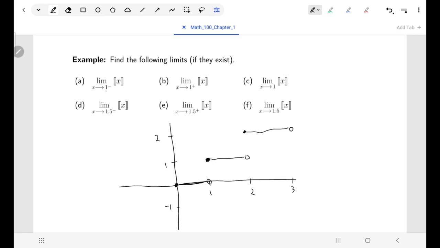So now if you're talking about x approaching 1, if you're approaching 1 from the left, the y values are approaching 0. If you're approaching 1 from the right, the y values are approaching 1. And so what's happening is we're approaching 1 on the left and right side, different things, so therefore the limit does not exist. But for 1.5, whether you're approaching it from the left or from the right, the y values are approaching 1 on both sides. So the limit as x approaches 1.5 on both sides is 1.